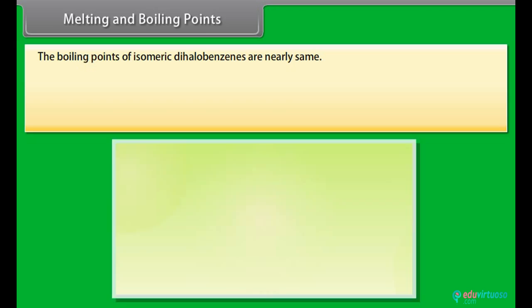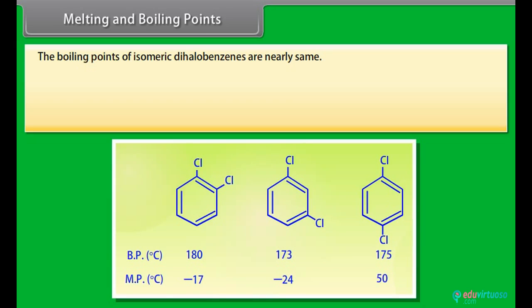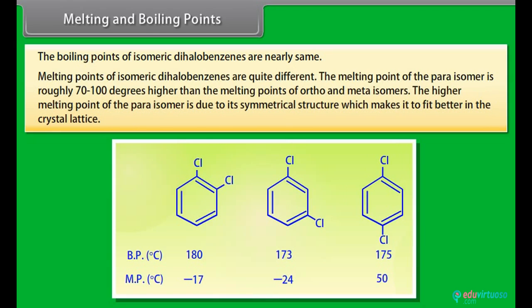The boiling points of isomeric dihalobenzenes are nearly the same. The melting points of isomeric dihalobenzenes are quite different. The melting point of the para-isomer is roughly 70 to 100 degrees higher than the melting point of ortho and meta-isomers. The higher melting point of the para-isomer is due to its symmetrical structure, which makes it fit better in the crystal lattice. Density.